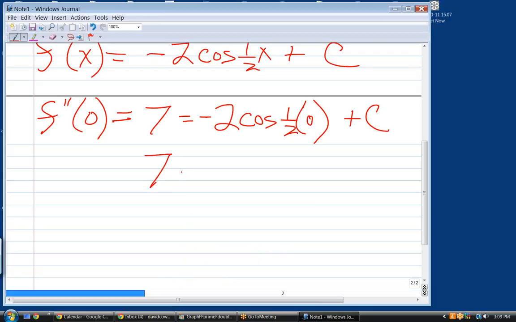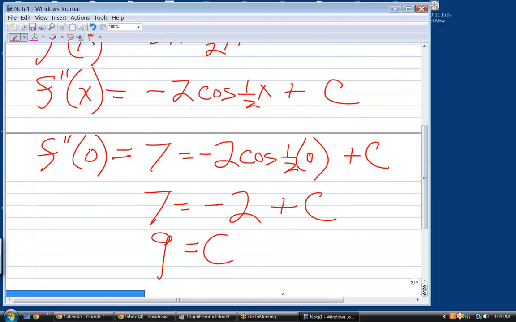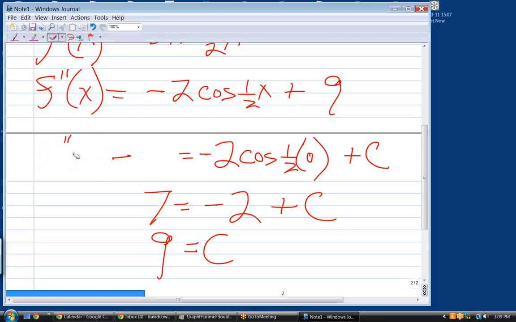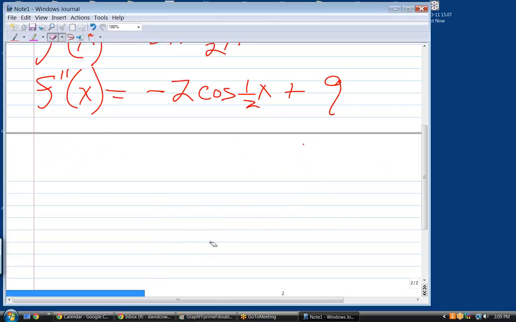So I've got 7 equals minus 2 times 1 plus c. So c equals 9. Okay. And if c equals 9, I'm going to go back up into the second derivative and substitute. It's no longer c, it's 9. And we're just going to go backwards until we get the right answer. Now, that's why I asked, how come they didn't give you an f prime? Now, let's find f prime of x.